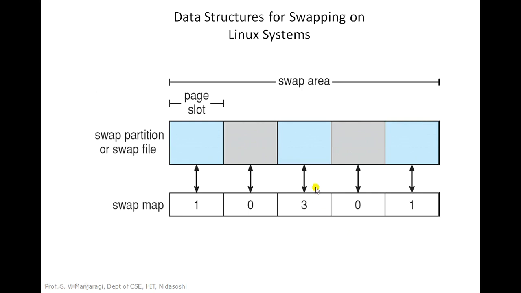So this is the structure of the swapping area in case of a Linux system, where we find the swap slots, and there is a mapping of the swap slots to the files done here.